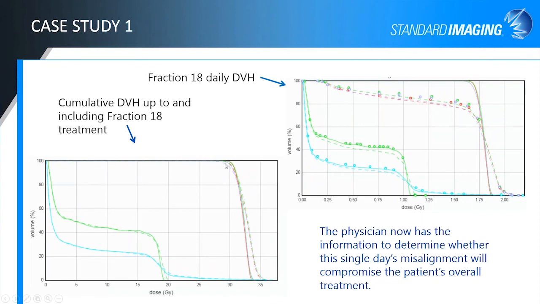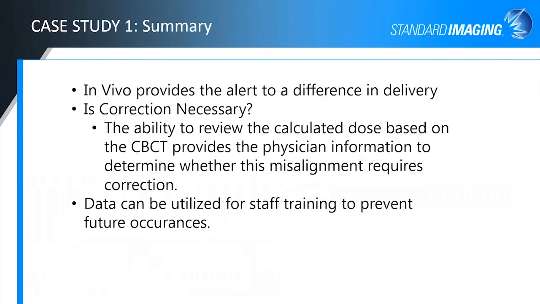This is cumulative dose. So overall, the misalignment on one fraction did not have a significant impact on the cumulative dose to the patient. And when you look at the daily DVH, we can see, wow, there is a significant difference between delivered and planned. But the physician has this information available to them so that they can make determinations on how to proceed.